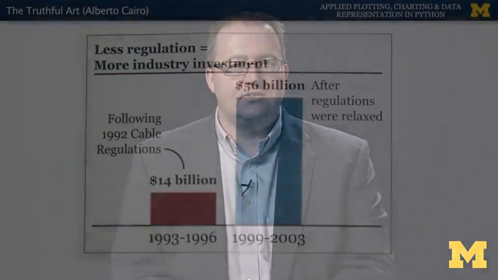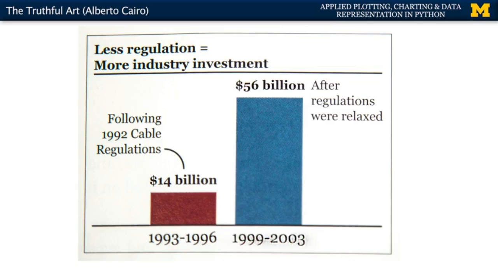This association lobbies on behalf of U.S. cable companies and provided a graphic which suggested that after regulations were relaxed, cable companies invested 4 times as much in the industry. Now, the original chart has been taken down, but Cairo provides an example of what was visualized. And we can see here the title of the chart alone was intended to draw the reader to the conclusion. Less regulation means more industry investment.